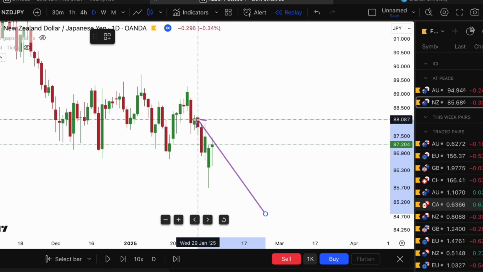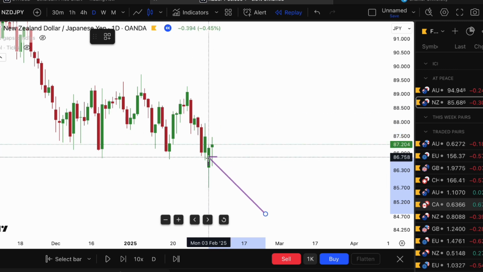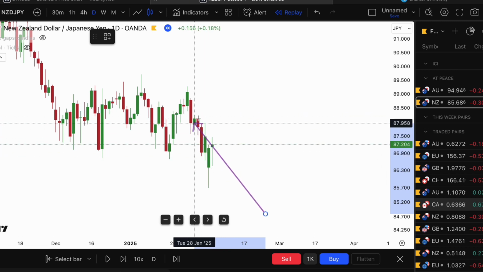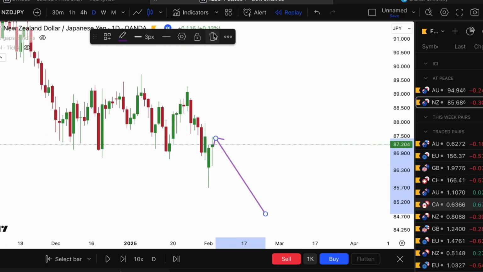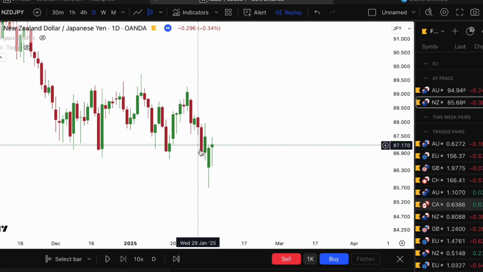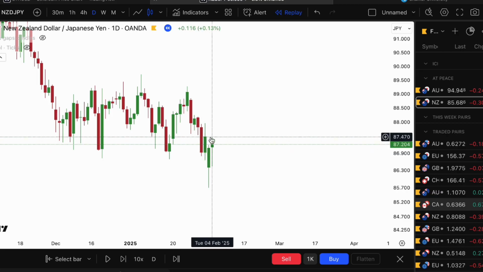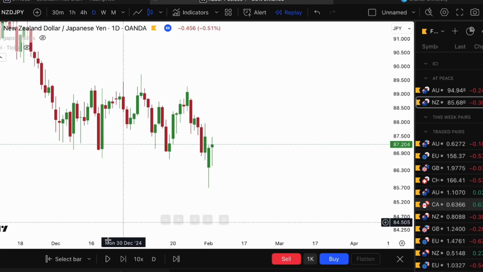So even though we normally would want our impulse to have all one color followed by a retracement of all one color, I still ended up taking this trade. If we now look at our retracement, you can see this would be our retracement, at least 2 daily candles, and they are all one color. So now we have our impulse right here, followed by our retracement of all one color.